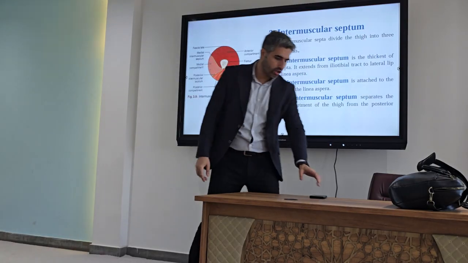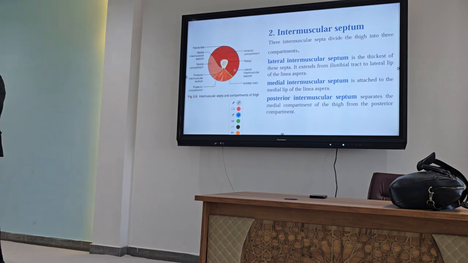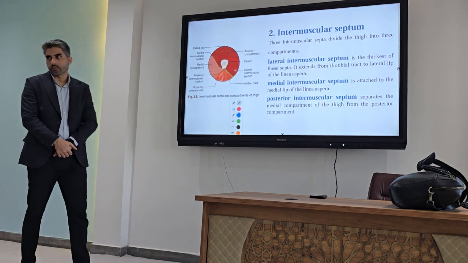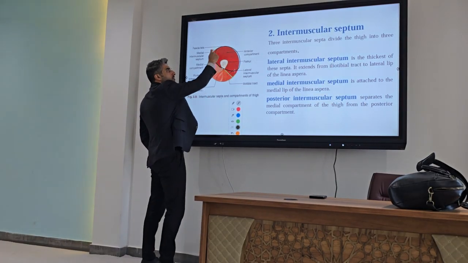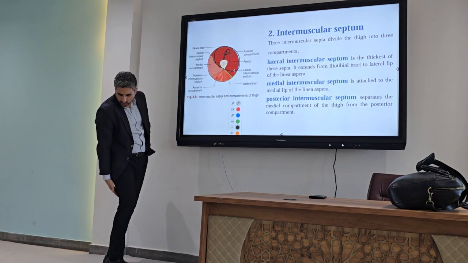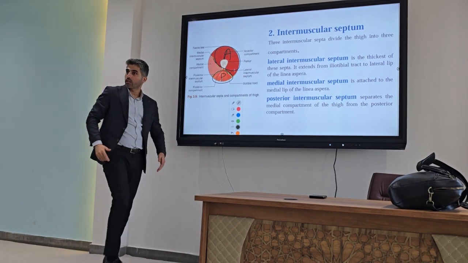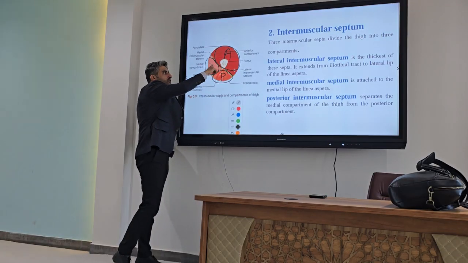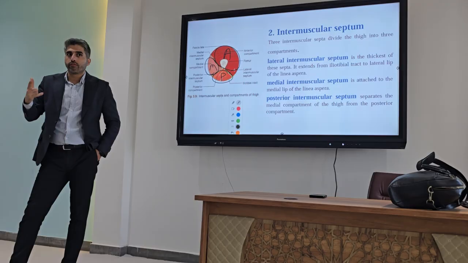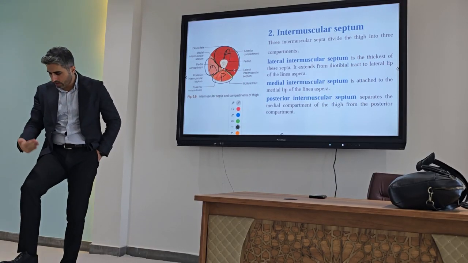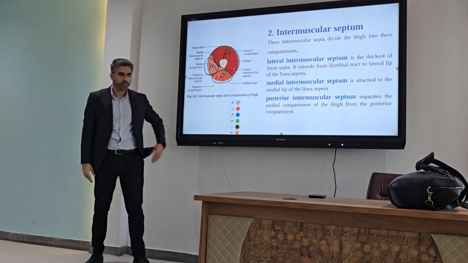I told you in the thigh you have 3 compartments: anterior compartment, posterior compartment, and 1 medial compartment. We have just one bone in the thigh. When you cut here, you can see just one bone, the femur.